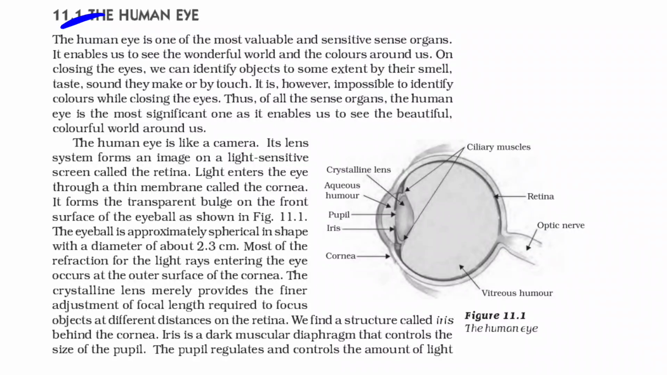The human eye is like a camera. Its lens system forms an image on the light-sensitive screen called the retina. Light enters the eye through a thin membrane called the cornea. It forms a transparent bulge on the front surface of the eyeball as shown in the figure. The eyeball is approximately spherical in shape with a diameter of about 2.3 centimeter.